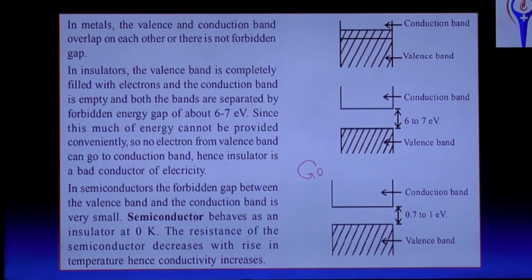Germanium, silicon. Germanium band gap will be 0.7 eV, silicon band gap 1.1 eV. Germanium 0.7 eV.